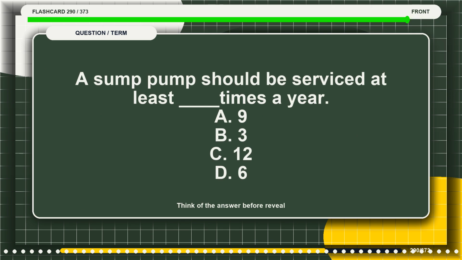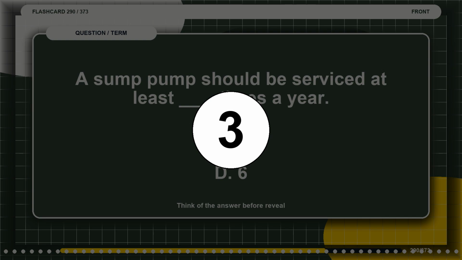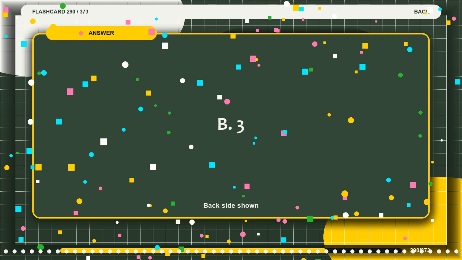Flashcard 290. A sump pump should be serviced at least blank times a year. A. 9. B. 3. C. 12. D. 6. Think of the answer before the reveal. The answer is B. 3.